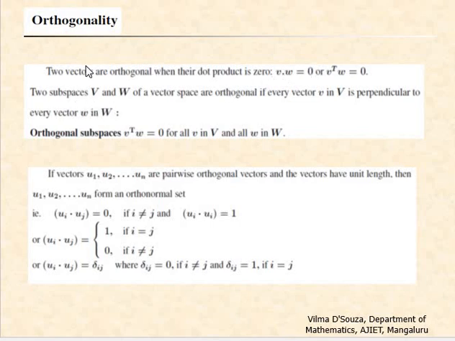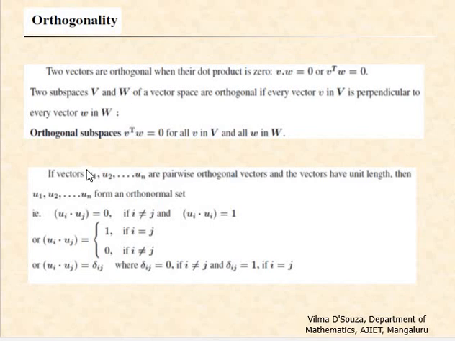So by this definition of orthogonality of two vectors, the two subspaces V and W of a vector space are said to be orthogonal if every vector in the first subspace is perpendicular to every vector in the second subspace. That is, v transpose w equal to 0 for all v in V and all w in W. This must be true for all the vectors in the first subspace and all the vectors in the second subspace.